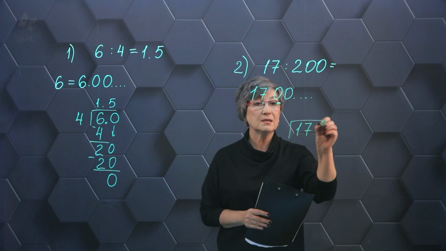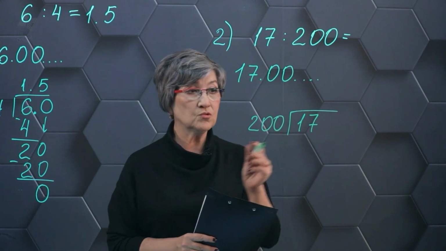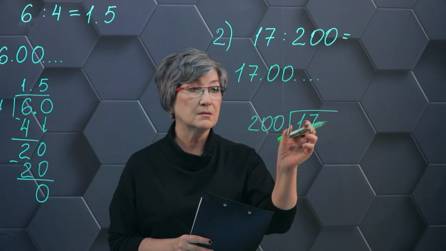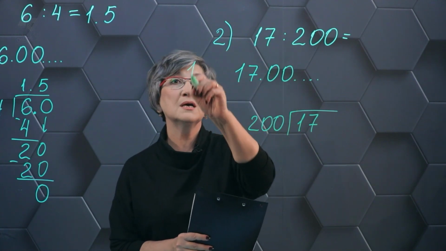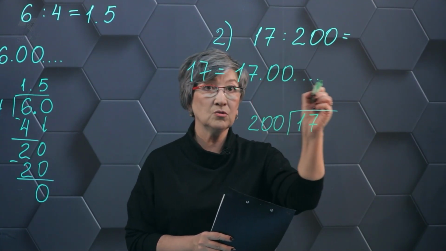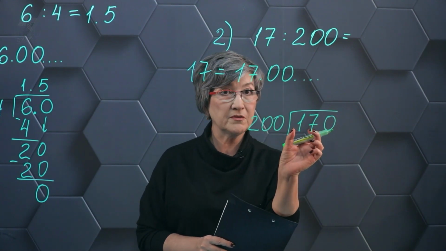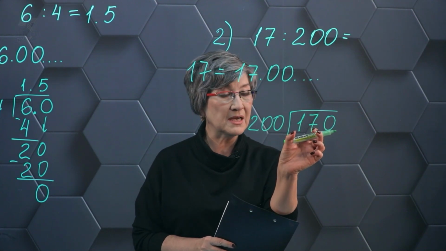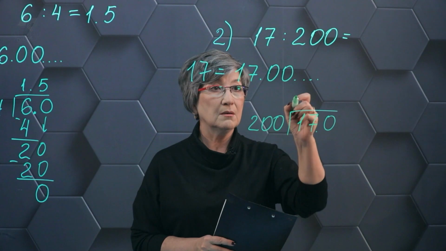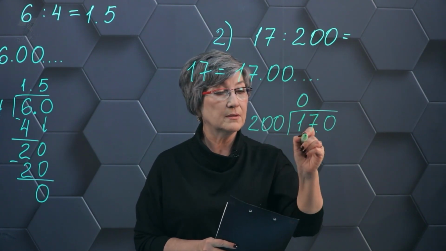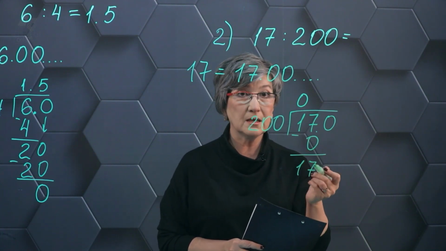I divide 17 by 200. Remember that we need to divide the whole part. So 17 whole. But since we've written down that 17 is 17 ones and zeros, I'm going to put a dot and a 0 here. There we go, so that you can see where the whole part is. So I divide 17 by 200. I can't divide 17 by 200. So in the quotient, I write down 0. And I subtract. 17 minus 0, that's 17.